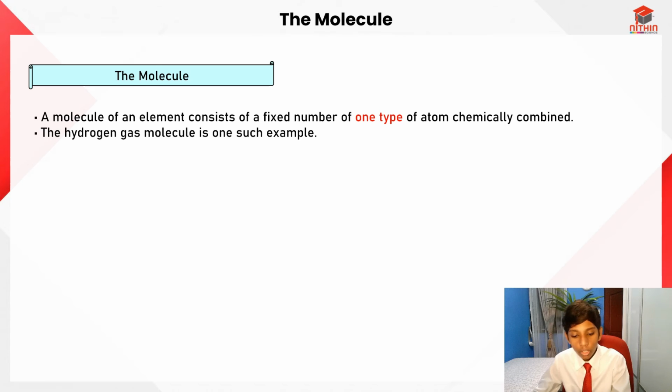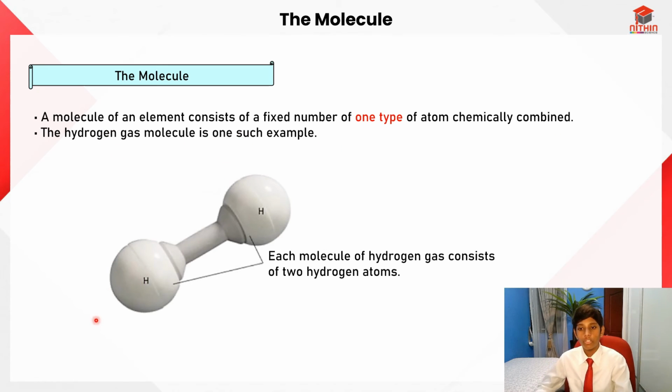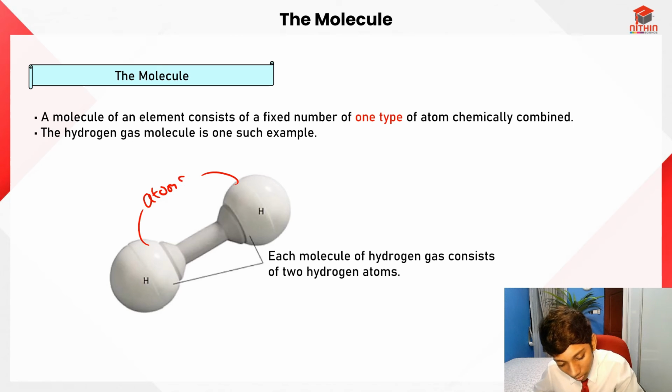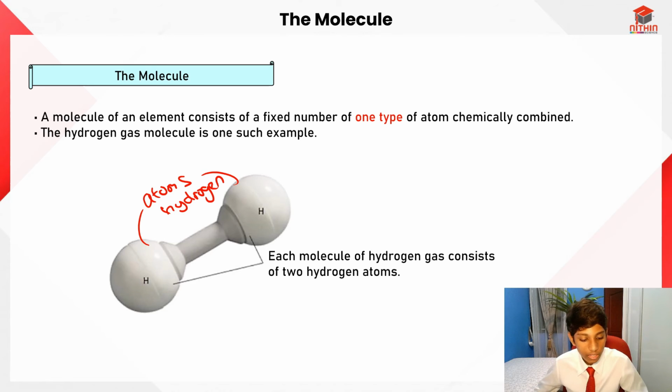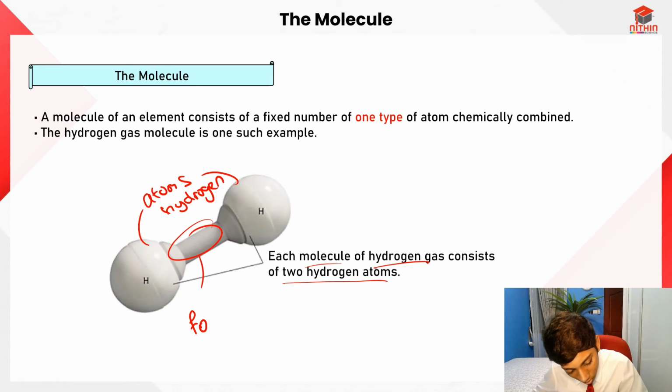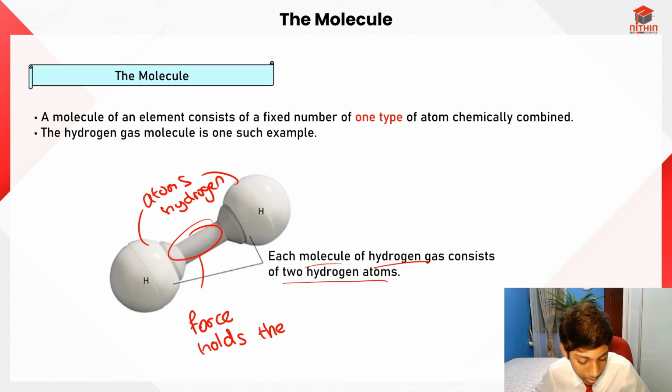A molecule of an element consists of a fixed number of one type of atom chemically combined. The hydrogen gas molecule is one such example. This is basically the hydrogen gas molecule, represented using ball and stick models. The balls are actually atoms of hydrogen. Each molecule of hydrogen gas consists of 2 hydrogen atoms, and this stick over here is actually the force that holds these 2 atoms together.